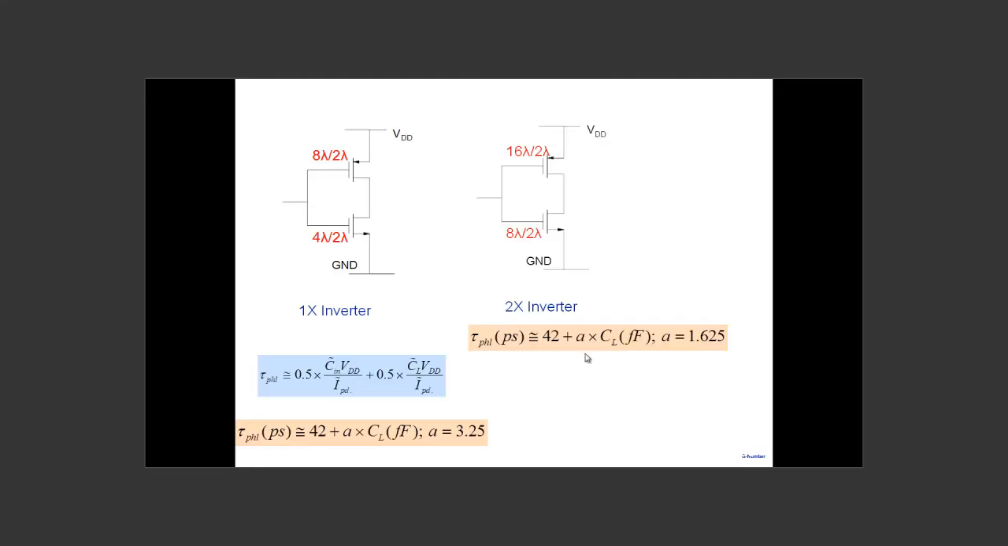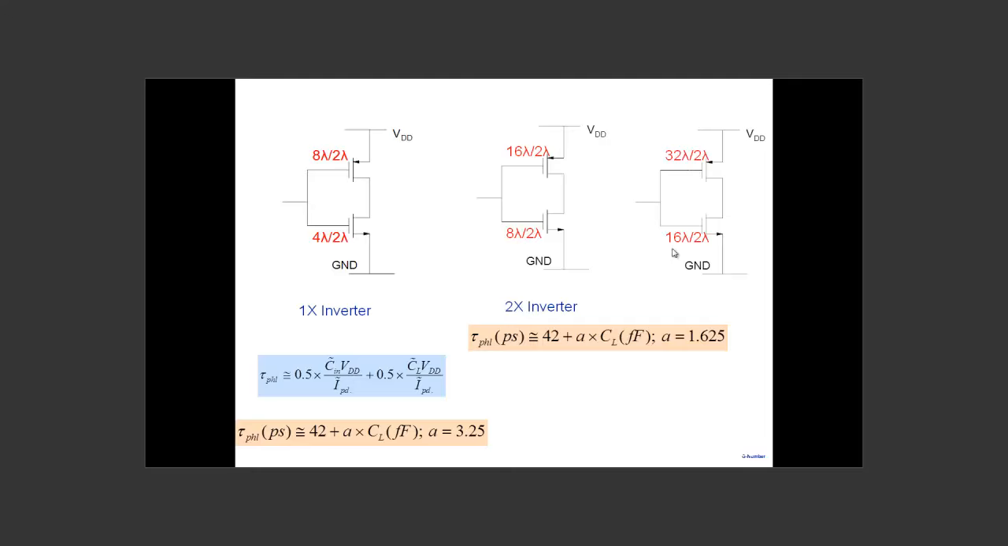This is a strong inverter. Its ability to drive the capacitance here. So note that if you add 1 femtofarad of capacitor here, its delay will only increase by 1.625 picosecond, while this one would increase by 3.25 picosecond. This is stronger. You can load this particular inverter and its delay would not increase as much as compared to this one. So this is twice as strong as this one.